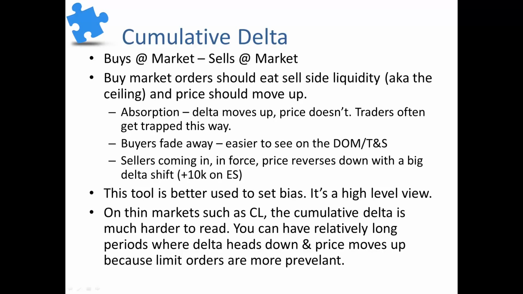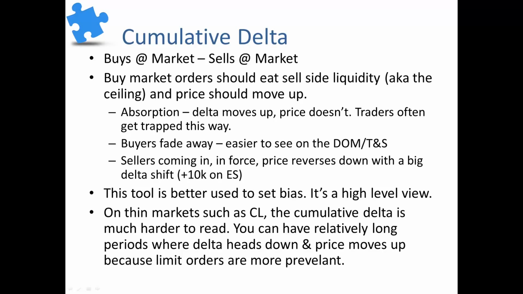Now again, buyers fading away is also a little bit less easy to see on cumulative delta because it is a zoomed out view. Sellers coming in is fairly easy to see on cumulative delta, but by the time you see it on the cumulative delta, as opposed to a short-term order flow tool like footprint or time and sales, the market's probably already going to have traveled quite far.